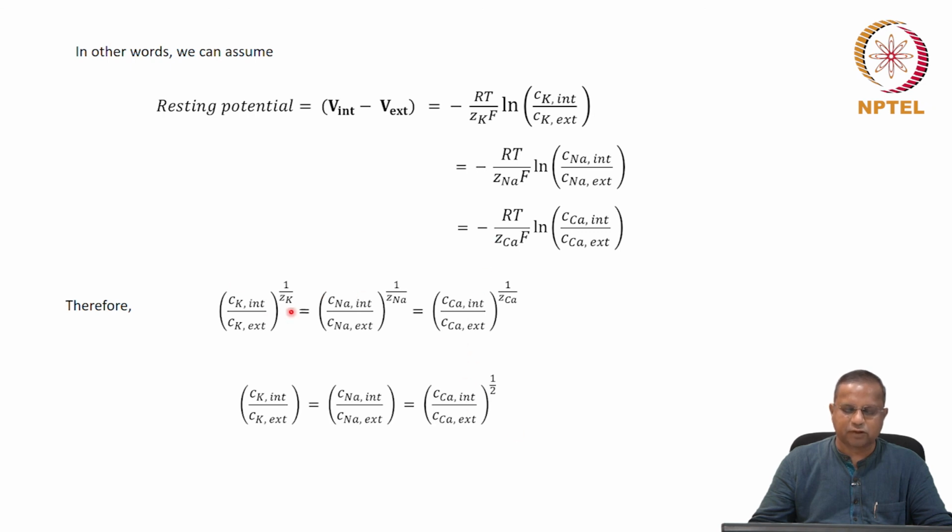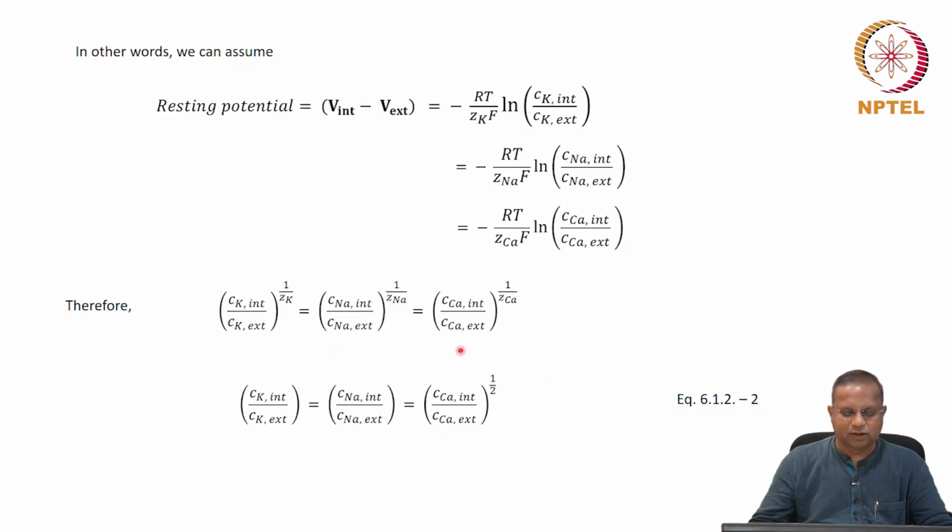If you put in the numbers, the charge on potassium is +1, the charge on sodium is +1, the charge on calcium is +2, and if you take chloride, it will be -1. So the sign goes along with it. CK intracellular divided by CK extracellular equals CNa intracellular divided by CNa extracellular equals the intracellular calcium concentration divided by the extracellular calcium concentration raised to the power half. Equation 6.1.2-2.